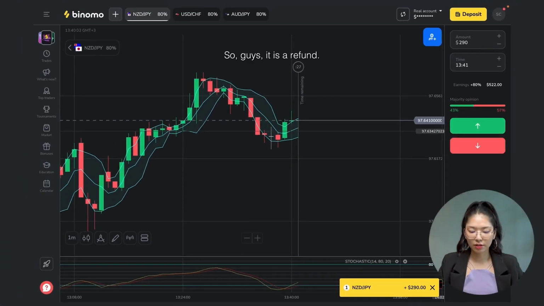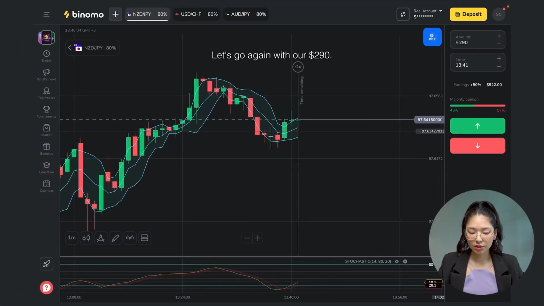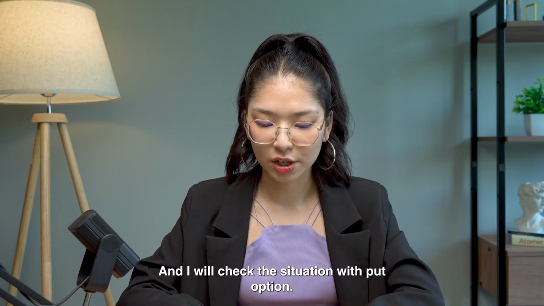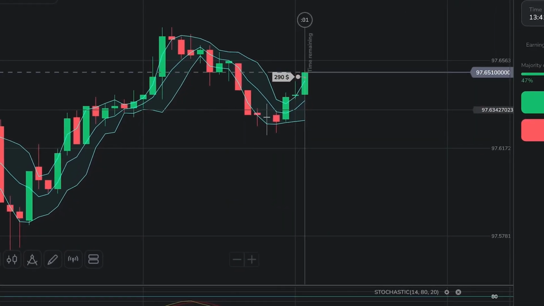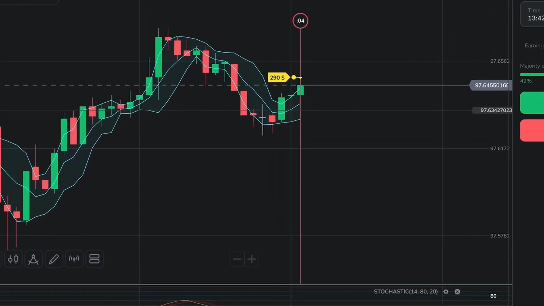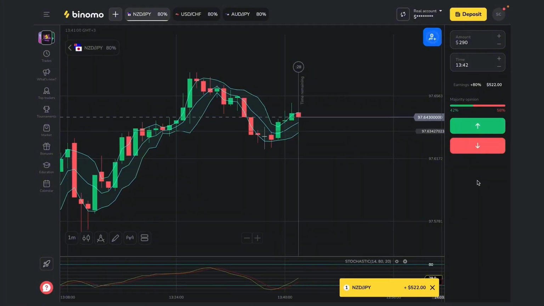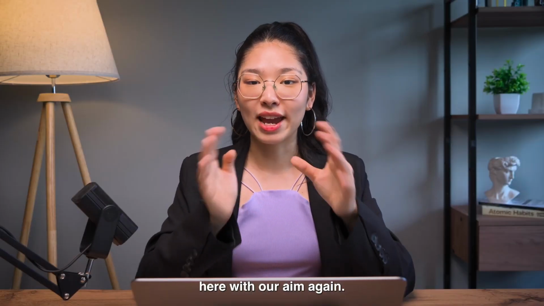So guys, this is super fun. Anyway, I want to try myself again. So let's go again with our $290 and check the situation with put option. So you see that we're here with our profit again.